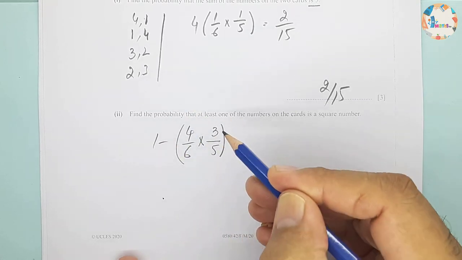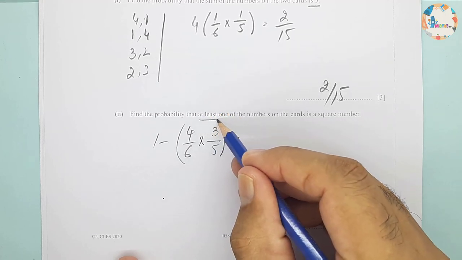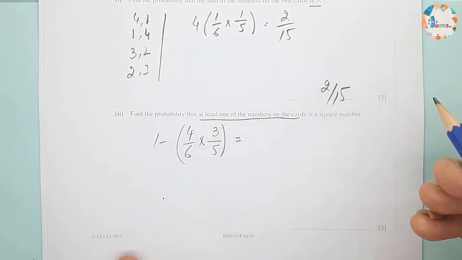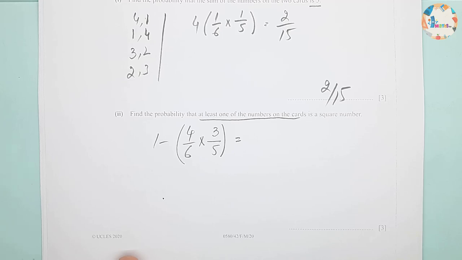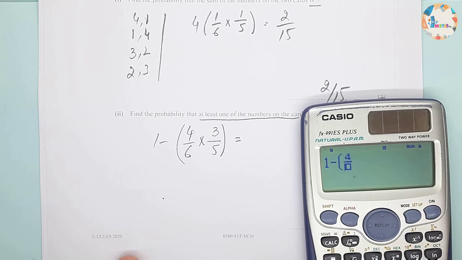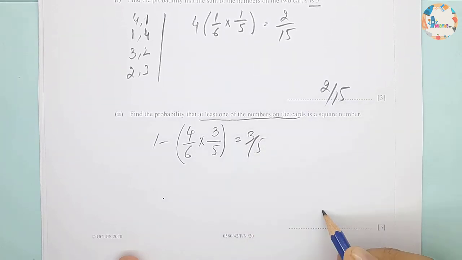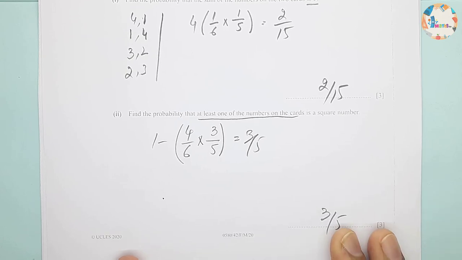So 1 minus this probability will give us at least one of the numbers on the cards is a square number. So if we calculate this, we will get 1 minus 4 over 6 multiplied by 3 over 5, and this will give us 3 by 5. So 3 by 5 will be our answer for this question.